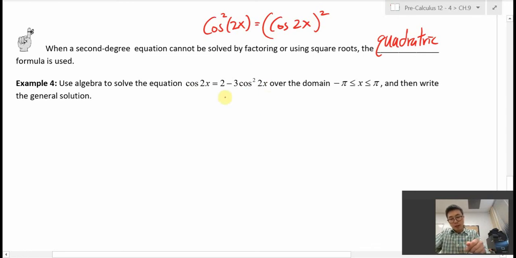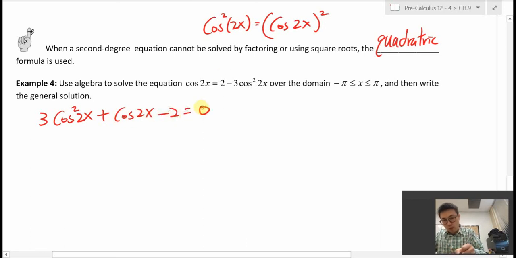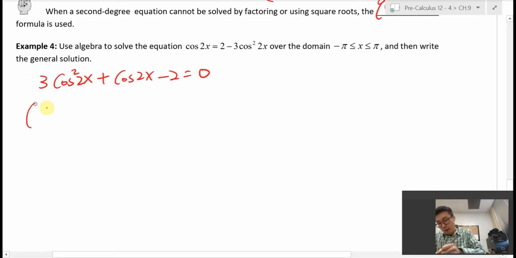Okay, so now to solve quadratic equations, recall we need to make it equal to 0. So I'm going to move my 3 cosine squared to the left because I always like to keep my square term positive. So 3 cosine squared 2x plus cosine 2x, moving the 2 over, minus 2 equal to 0. Now, if you can factor, I would factor it, or you can always use the quadratic formula. I personally like to factor if I can. This one I believe is factorable. So if you factor this, you should get 3 cosine x, what do we have here? Plus 1 and minus 2.